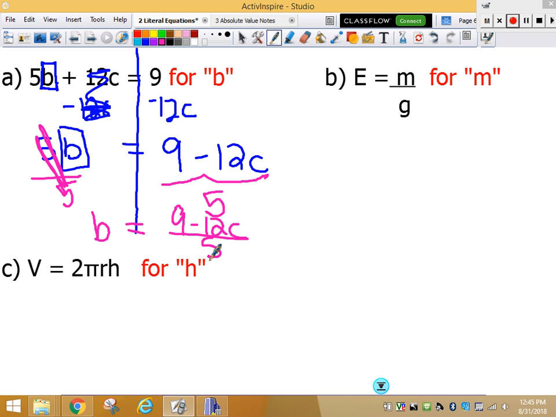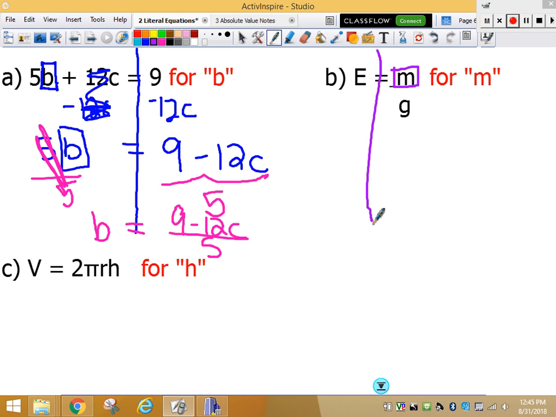All right, let's do B. On B, I'm solving for M. So I want to get this M by itself. So I need to move that G, right? I guess it would help if I drew the line for you. I want to move that G. That G is dividing. Okay, that little bar means divide.